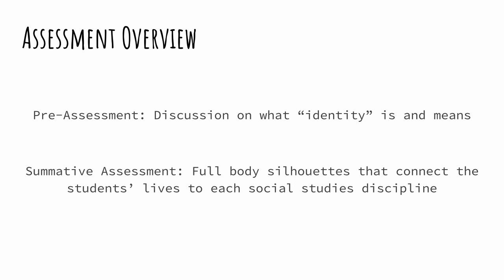For our pre-assessment, we pretty much just want to have a basic overview of what identity is and means. And for the summative, we are going to have them draw body silhouettes, and they're going to pick a piece of their body that they want to connect with a discipline of social studies. And they'll make that connection and draw pictures of their connection on their silhouettes.